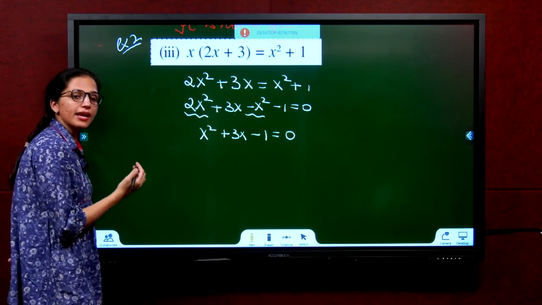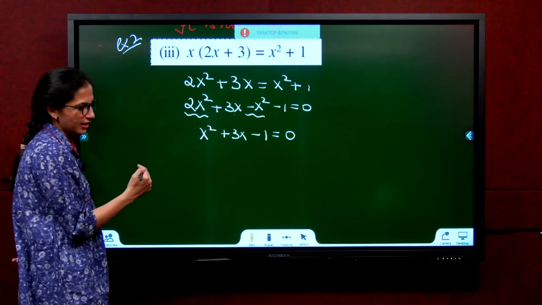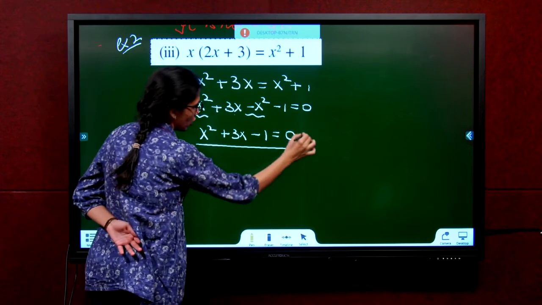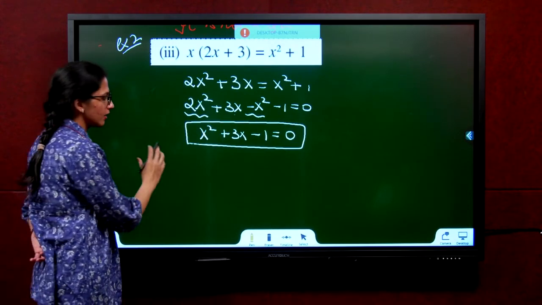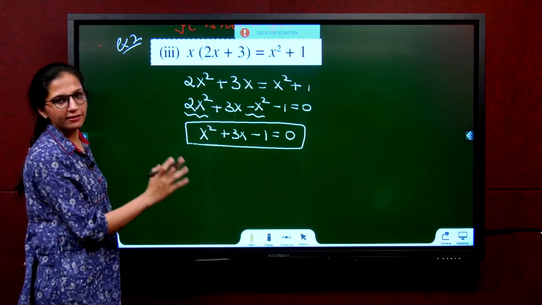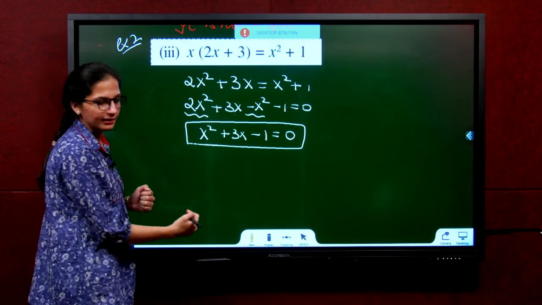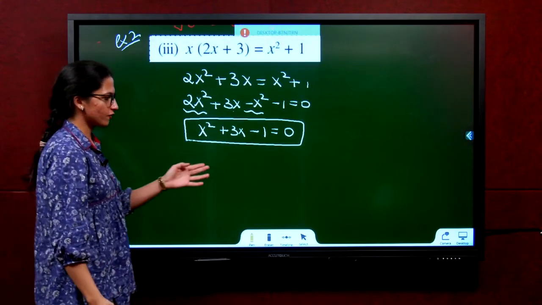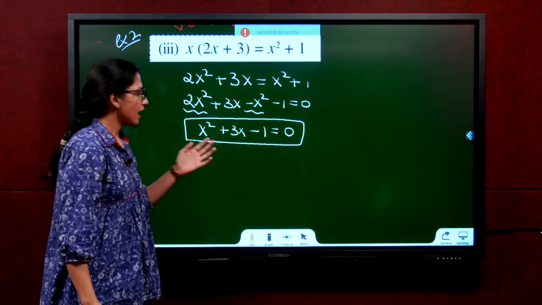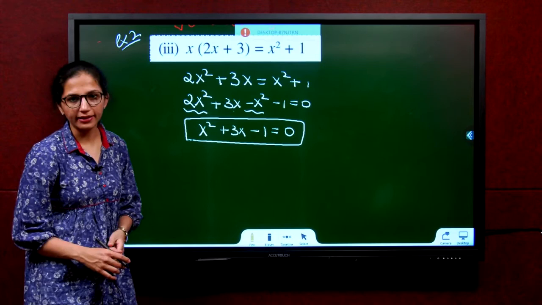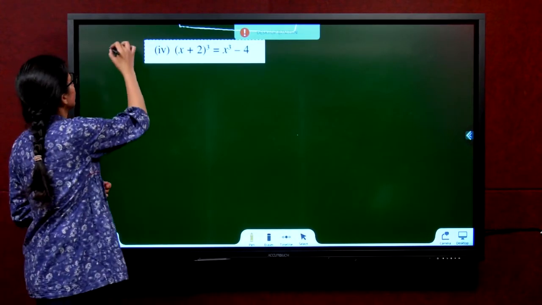Is this of the form ax square plus bx plus c equals 0? Yes, it is of the form ax square plus bx plus c is 0. So hence this is a quadratic equation. The conclusion is the same as the first sum. You all know how to write it. Please follow the same technique. You should write this is of the form ax square plus bx plus c is equal to 0. Hence it is a quadratic equation. Now we will go to example 2, fourth sum.